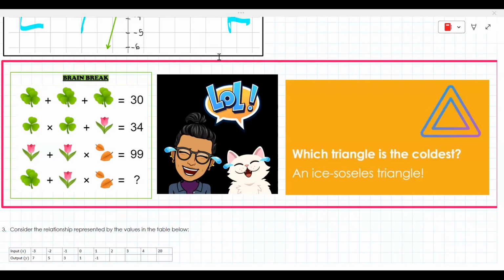Which triangle is the coldest? An isosceles triangle. Oh, that's the joke, my people.